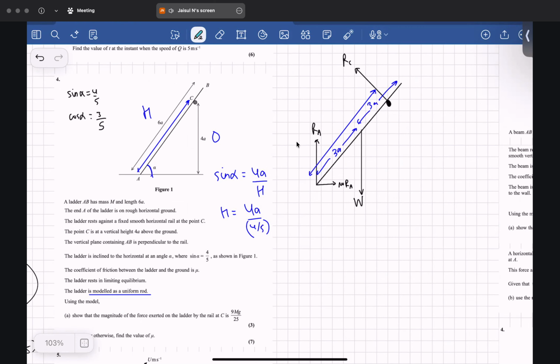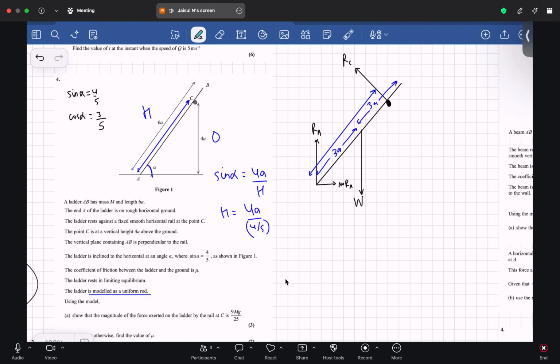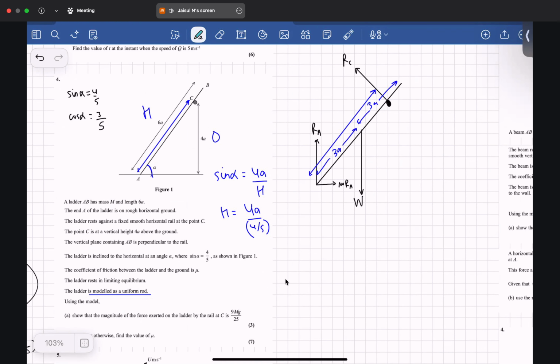But that was really difficult to spot. Every question will have a small trick that's different. It won't be like the last question. So we had to look out for that. So 4a divided by 4 over 5 is 5a. So we now know that this is 5a. I'm now just going to get rid of this. Okay, I've got my forces, I've got my distances.